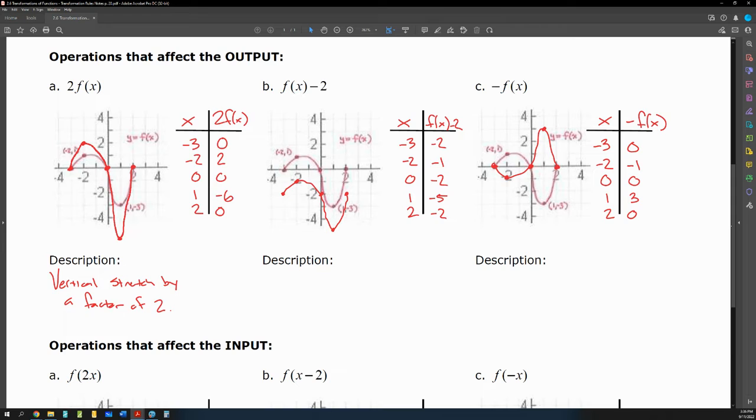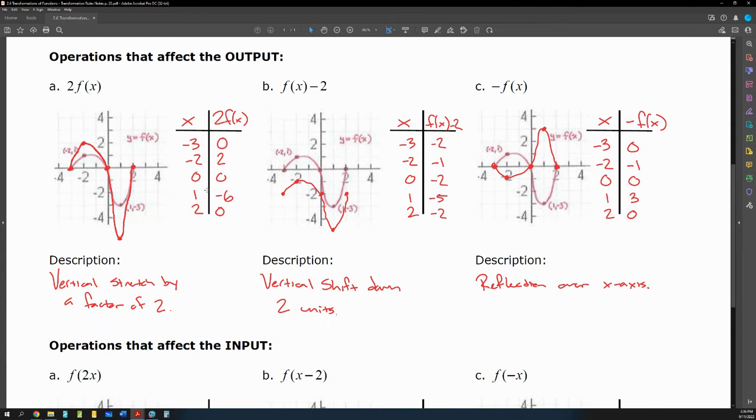For letter B, we have the same exact graph, but then it's just shifted down 2 units. So we have a vertical shift down 2 units. And last but not least, a negative out in front. We have the exact same graph, but it's like mirrored over the x-axis. This is reflected, or a reflection, over the x-axis. Okay?